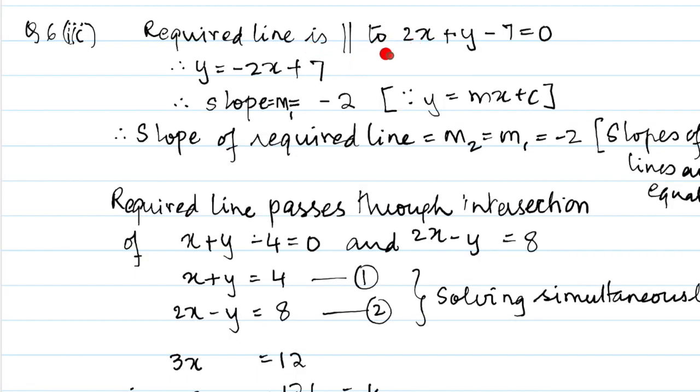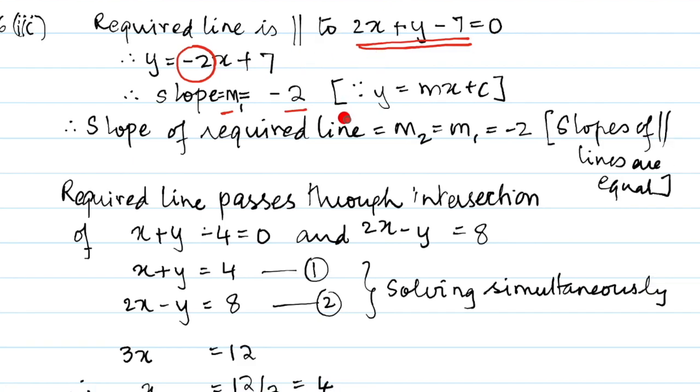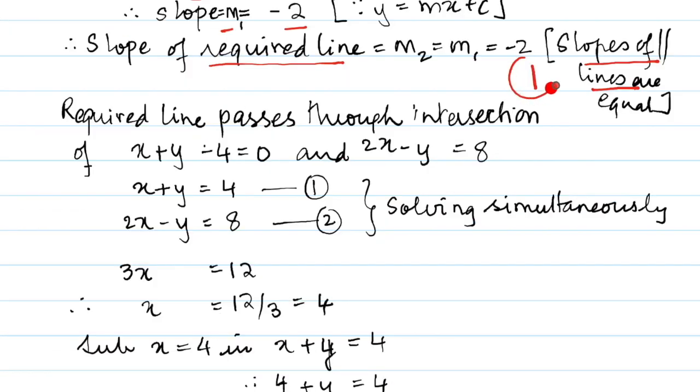So our required line is parallel to this. So we find the slope of this by converting this into y is equal to mx plus c. So that becomes the slope m1 of the line which is given. So the slope of the required line, which will be m2, will also be the same as this because they are parallel. Okay, that is our 1 mark.